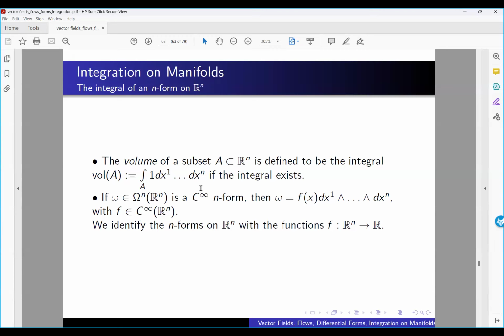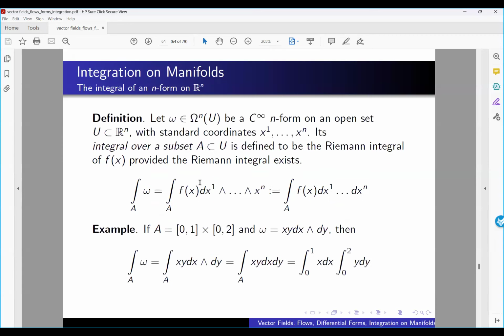So any n-form will be something like this: a coefficient f(x), which is a smooth function, times dx1 wedge up to dxn. So we can identify the n-forms with the functions, the coefficients there, and we are going to define the integral of an n-form over A, where A is a subset of Rn, to be simply the integral of f(x) dx1 ... dxn. I'm taking an example here, and I'm going to write it like that.